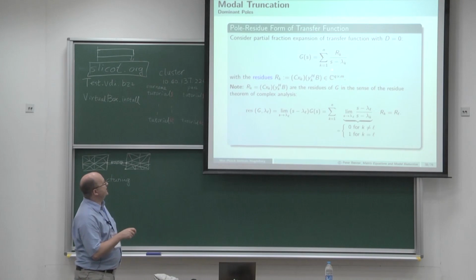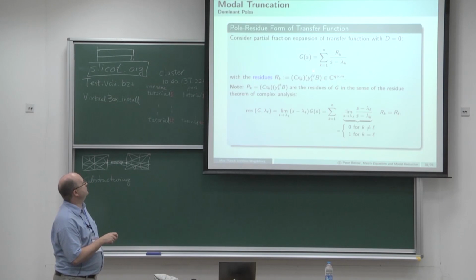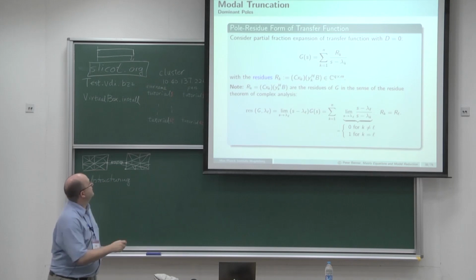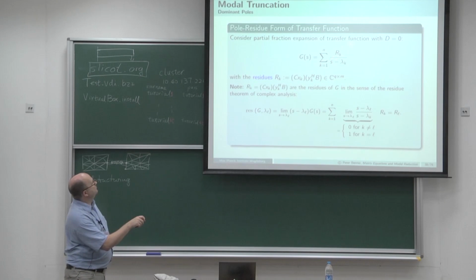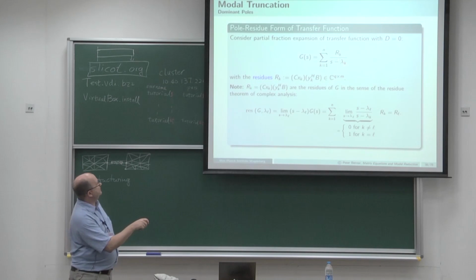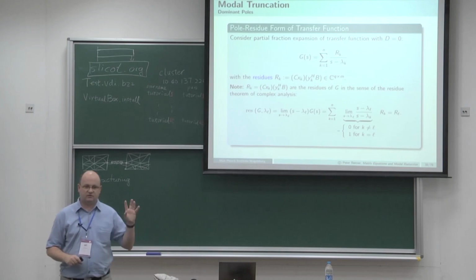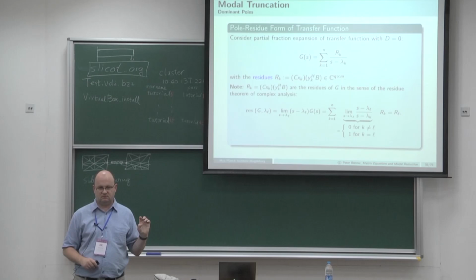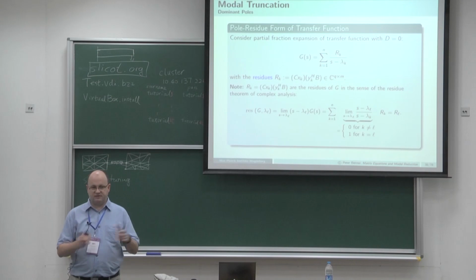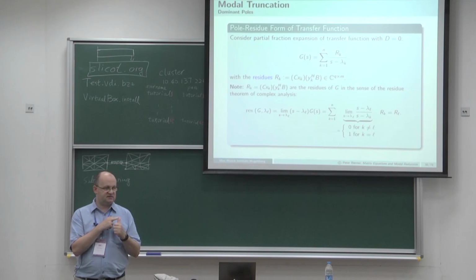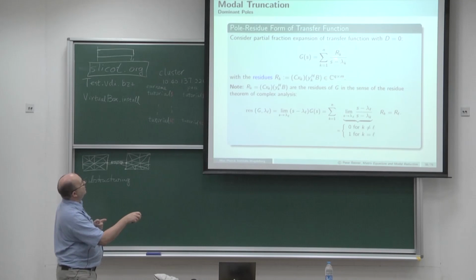Assume there would be even an uncontrollable mode, that would mean that Y_k H B is 0. Or an unobservable mode, that would mean C times X_k would be 0. Remember the Hautus test. Our residue would be 0. So no matter how close that eigenvalue, that pole would be to the imaginary axis, that term in the transfer function doesn't play a role. So it's two things that play a role here. One is how close is the pole to the imaginary axis, and the other thing is how big is the residue.